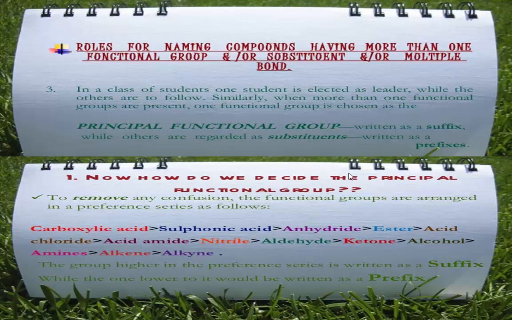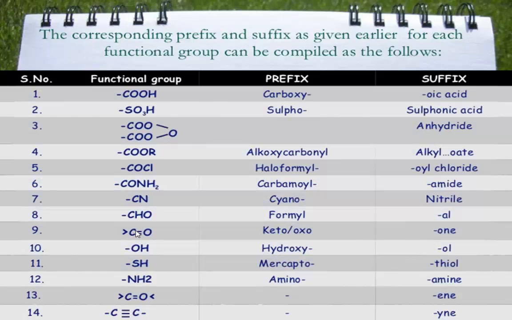Students, remember the table which is helpful for writing the IUPAC name of a compound which contains more than one functional group. See here, I have already given the priority of the compounds. Carboxylic acids first, means carboxylic acids have greater priority than sulfonic acids, then anhydrides, esters, acid chlorides, acid amides, nitriles, aldehydes, ketones, alcohols, amines, alkenes and alkynes. This priority is given here.